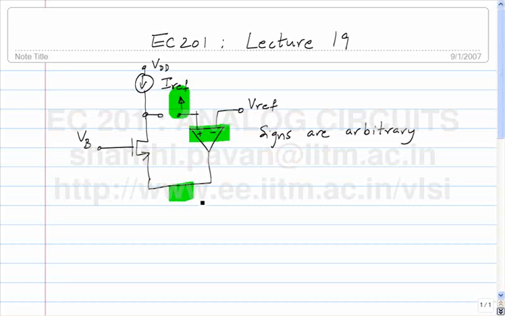So if I yank this node up, what happens at this node? Increases. Very good. If this node increases, what happens here? Increases or decreases? Increases. Why? So if the source node goes up, the gate source voltage is going down, which means that the drain current of the MOSFET is reducing, which means that there is more current flowing into this node than is being sucked out of this node, which means that this voltage will increase. Is that clear to everybody?